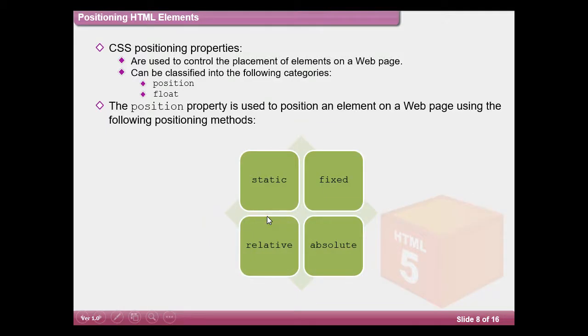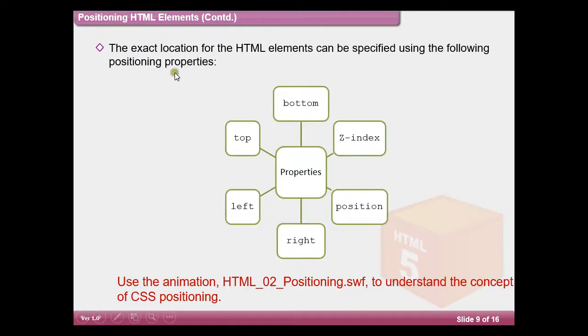Alright, so now we have seen this, right? And relative we'll also see and static we'll also see. So now the exact location of the HTML elements can be specified using the following positional properties. You can specify bottom, you can specify right, and you can specify z index.